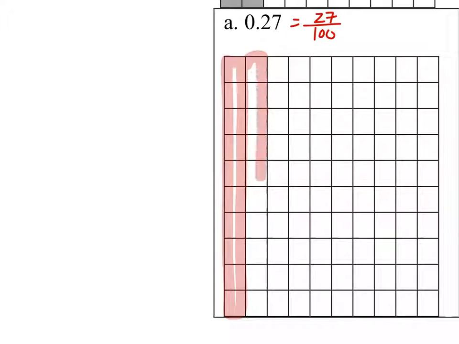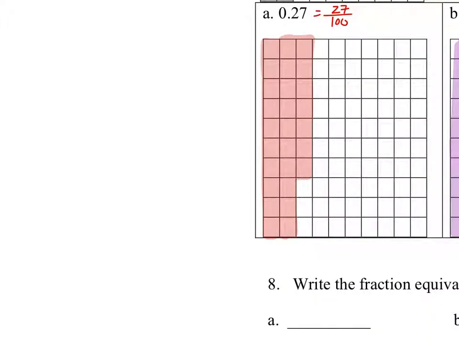Then I got this one right here. That's 20. Then I just need 7 more, right? So 1, 2, 3, 4, 5, 6, 7. There we go. Alright, so for part 8, we already had that fraction, 27 hundredths. Bam, nailed it.